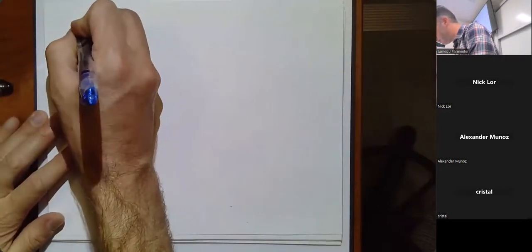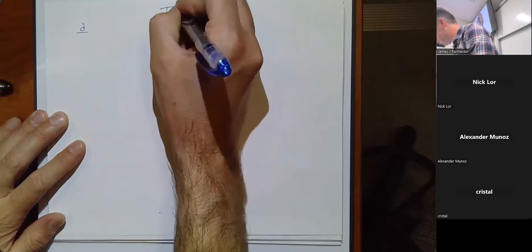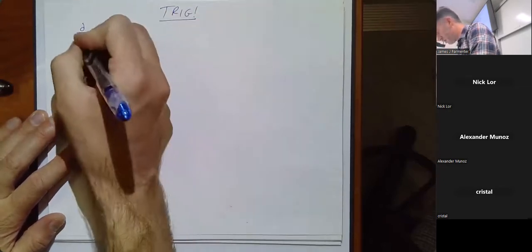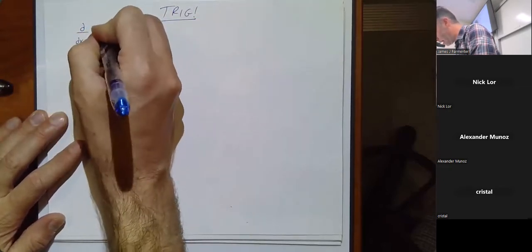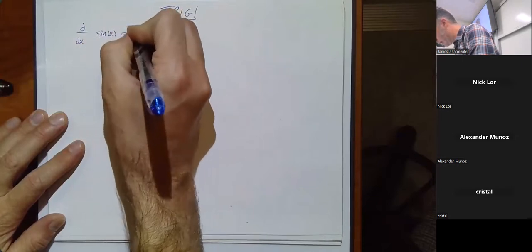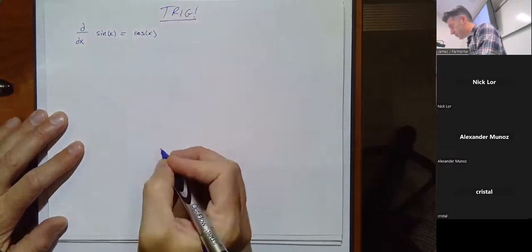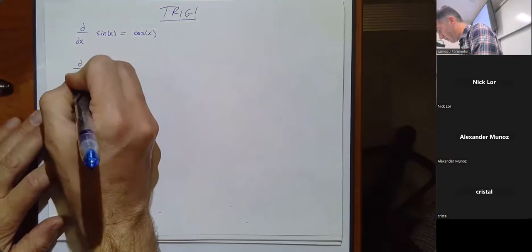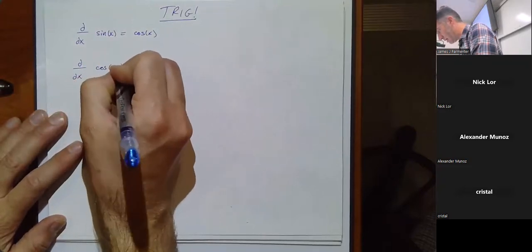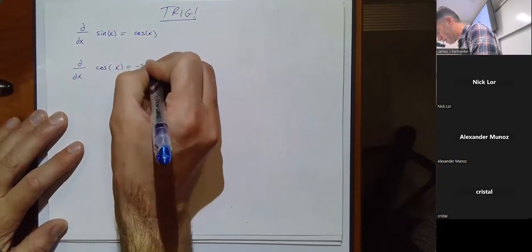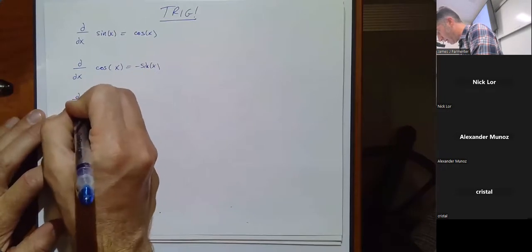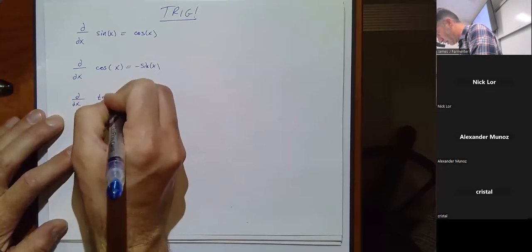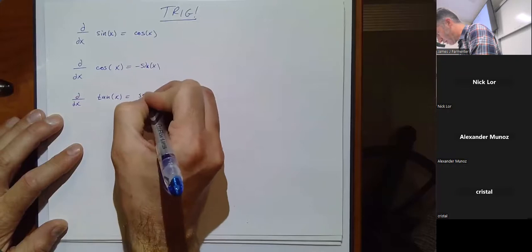So first and foremost, trig. The derivative of sine of x is cosine of x. The derivative of cosine of x is negative sine of x. The derivative of tangent of x is secant squared of x.